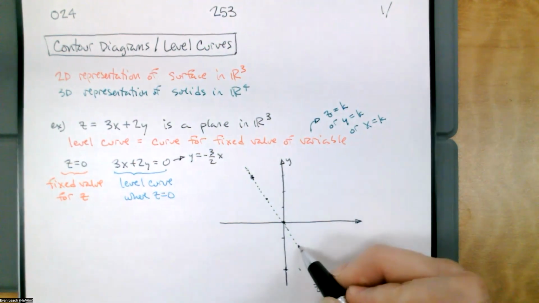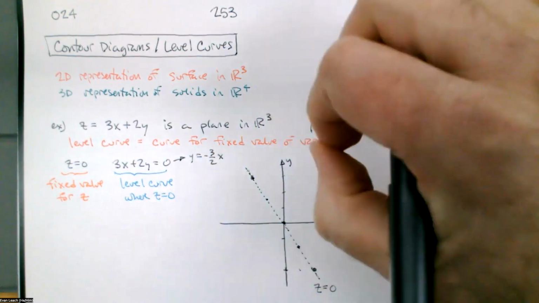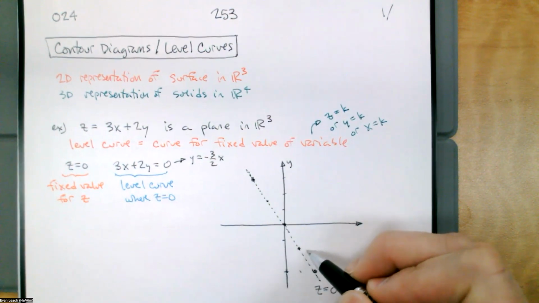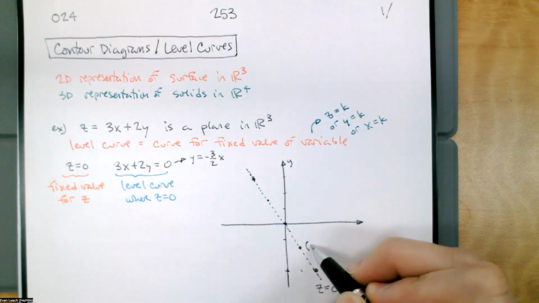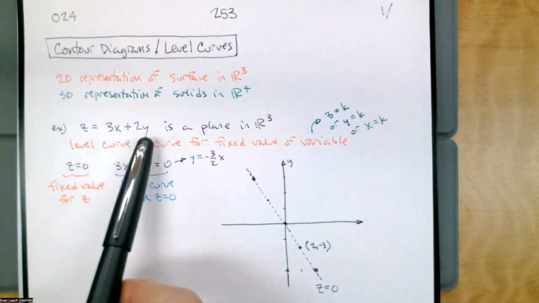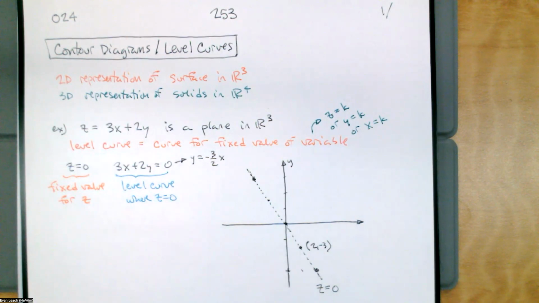If I plug in this point, let's shrink this down a little bit. So I go down 3 and right 2. So this point is at 2, negative 3. If x is 2 and y is negative 3, I get 6 minus 6, I get 0. Every point x, y along this line will produce a z of 0. So that is a level curve for this plane.